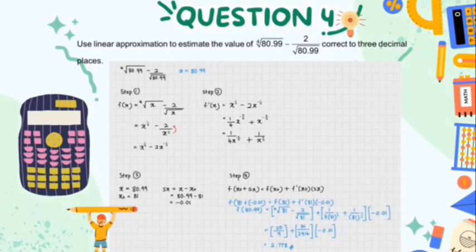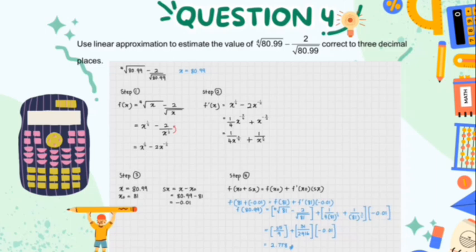For the last question, use linear approximation to estimate the value of the fourth root of 18.99 minus 2 over square root of 80.99, correct to 3 decimal places. For the first step, we need to find f(x), replacing the value of 80.99 with x. The question is given in roots, so we need to change it into powers. The fourth root of x, we change into x to the power of 1 over 4, minus 2 over x to the power of 1 over 2.